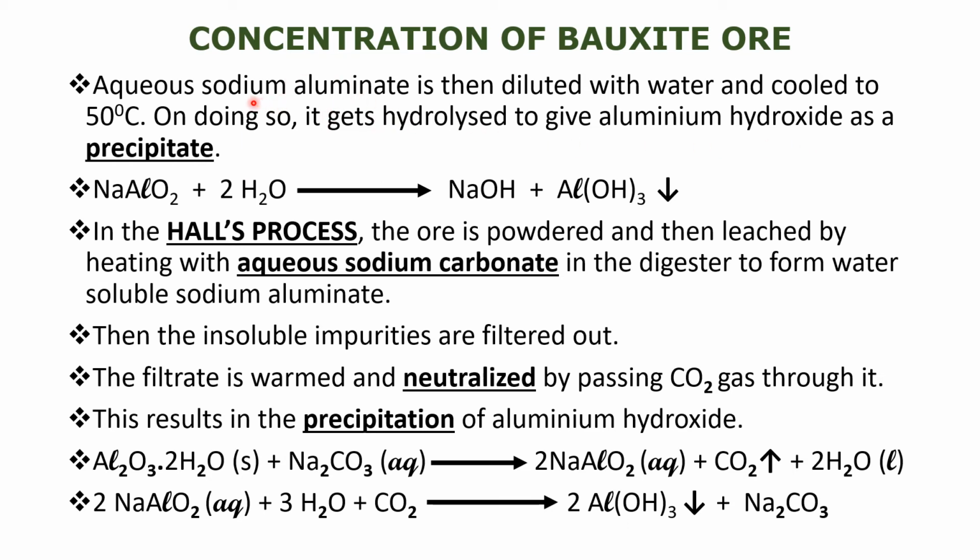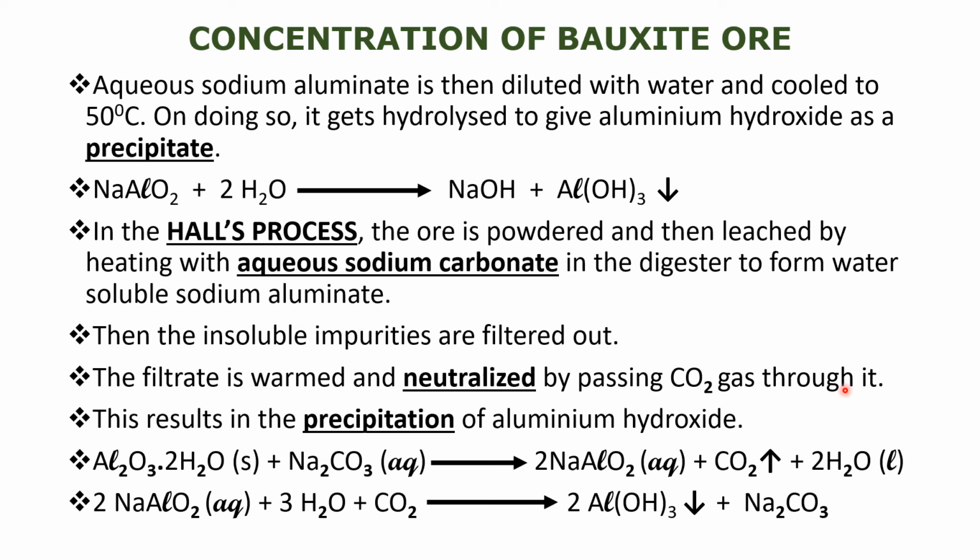So in Bayer's process, second difference, the aqueous sodium aluminate is diluted with water and it gets hydrolyzed to give aluminum hydroxide as a precipitate. Whereas in Hall's process, how do you get the aluminum hydroxide precipitate? You pass carbon dioxide gas through aqueous sodium aluminate and you get a precipitate of aluminium hydroxide. So I hope the difference is clear between the two processes.